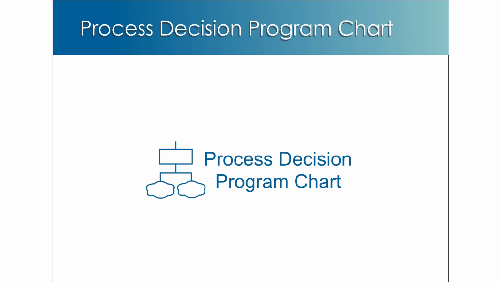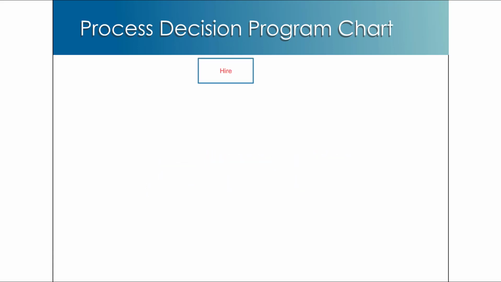To help fine-tune the implementation of the hiring process, we will create a Process Decision Program Chart, or PDPC. The PDPC is a variation of a tree diagram that states conceivable events or steps necessary for accomplishing a certain goal and serves as a contingency planning device. Let's say our goal in this case is to hire a new customer service representative.